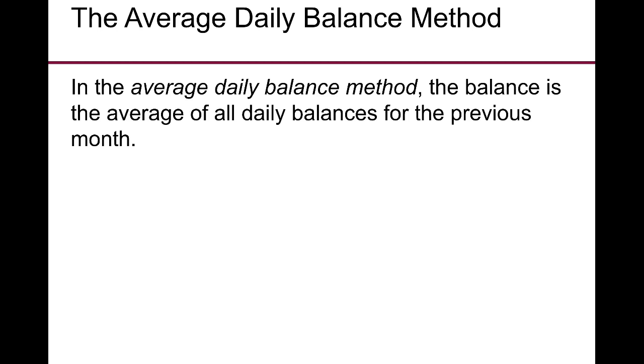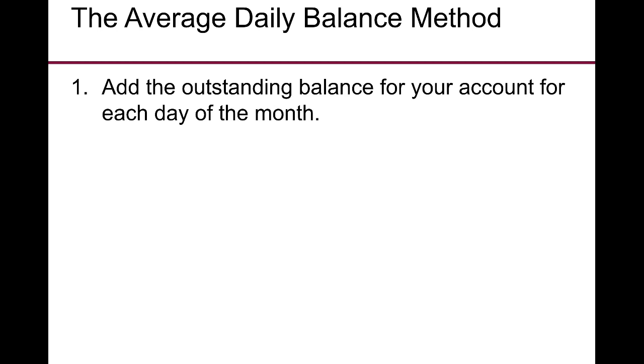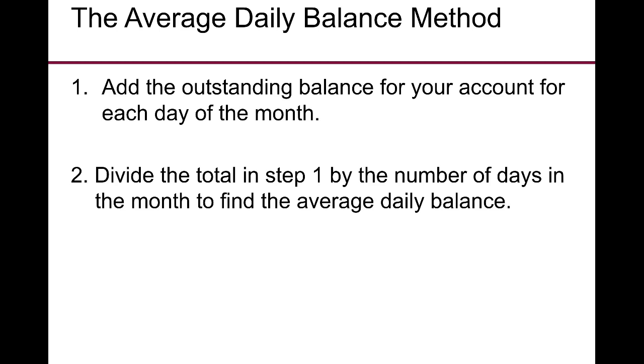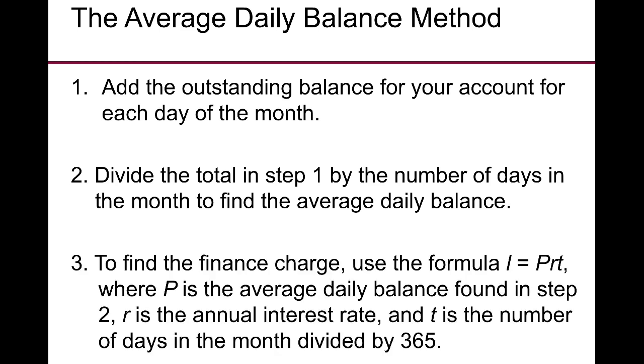In the average daily balance method, the balance is the average of all daily balances for the previous month. Here are the steps for using the average daily balance method. First, we add the outstanding balance for our account for each day of the month. Then we divide the total in the previous step by the number of days in the month to find the average daily balance. Then to find the finance charge, we use the simple interest formula, where P is the average daily balance, R is the annual interest rate, and T is the number of days in the month divided by 365.